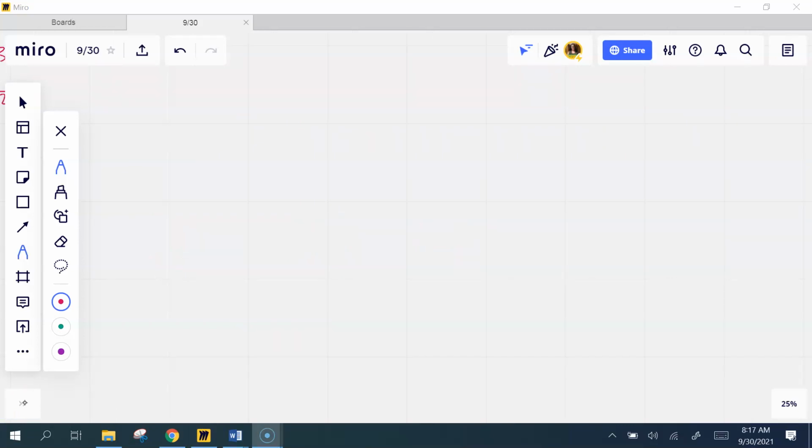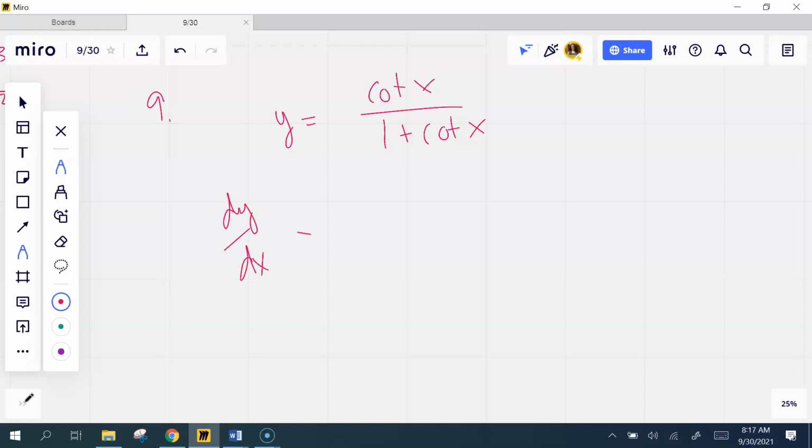Number 9 and 15. Ooh, look at number 9. Yeah, so I got it, and it's right there. This is quotient. How do we do it? Derivative of the top. What is the derivative of cotangent? Negative cosecant.